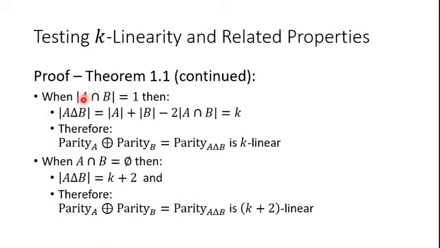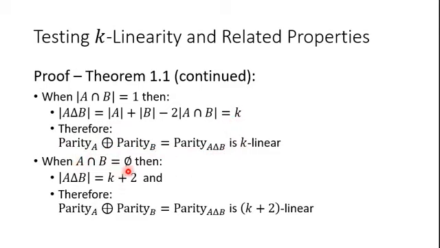So when the intersection between A and B is exactly 1, they intersect on exactly one element, what we see is that the size of the symmetric difference is, of course, the size of A plus the size of B minus twice the size of the intersection, because they both have this element. And we get that this is equal to k from the definition of how we defined A and B. And therefore what we get is that parity A XOR parity B, which we saw is parity of the symmetric difference between A and B, is k-linear.